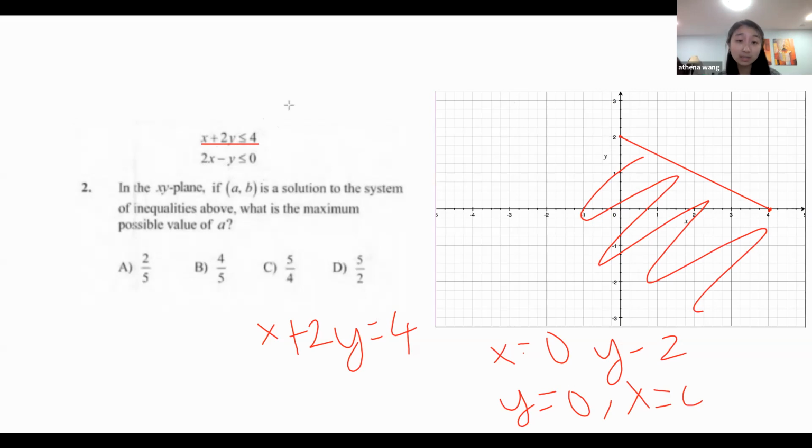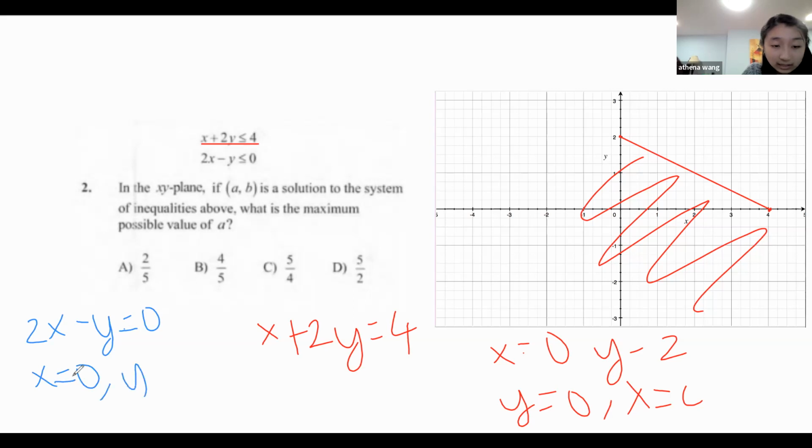Now we have 2x minus 1 is less than or equal to y. So we have that 2x minus y is equal to 0. That is our next line. If we have x equals 0, then y equals 0. That is an easy point. And then if we have x equals 1, y equals 2. So we have (1, 2), which is over there.